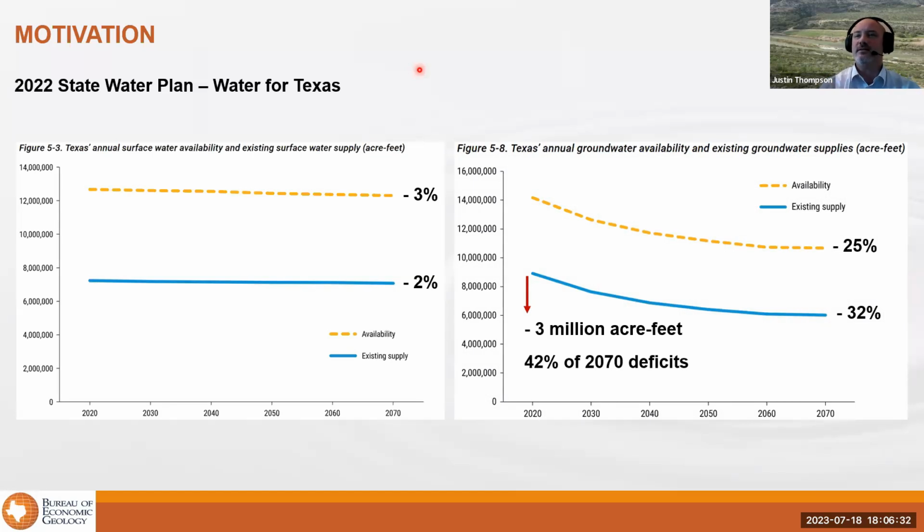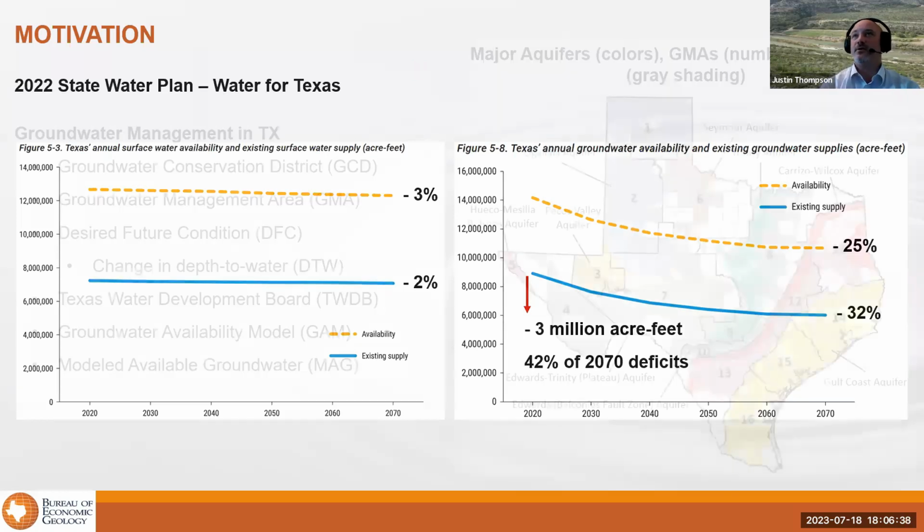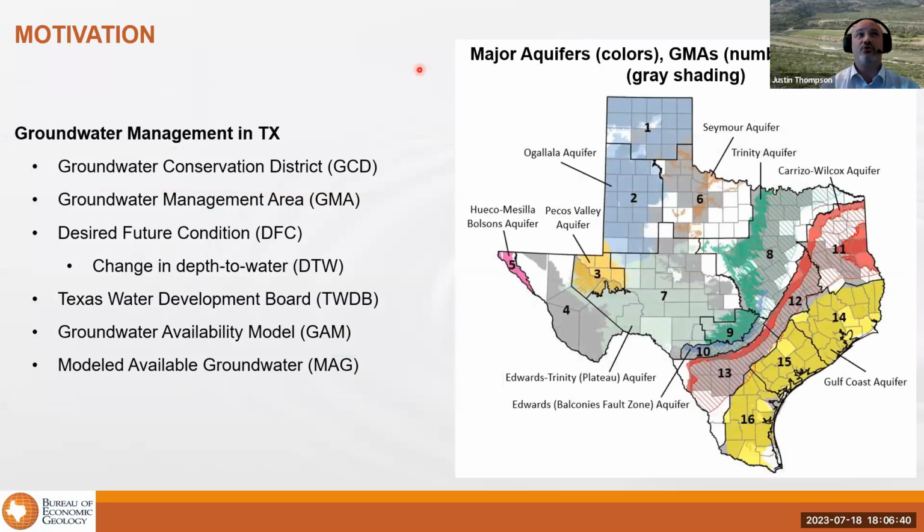So, okay, well, let's dig a little further into this. Are we really exhausting our groundwater supply? Well, to answer that question, I've got to give you a super short crash course, if you will, in groundwater management in Texas, or what I like to call the alphabet soup.